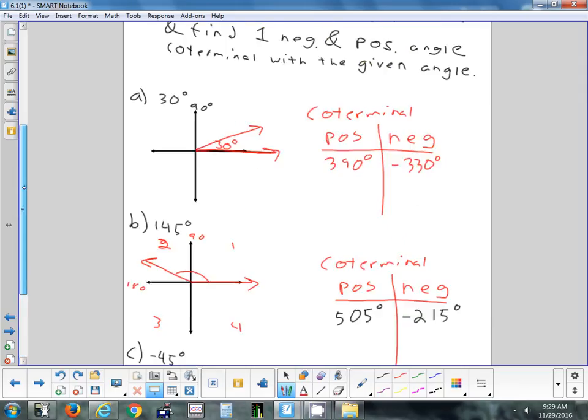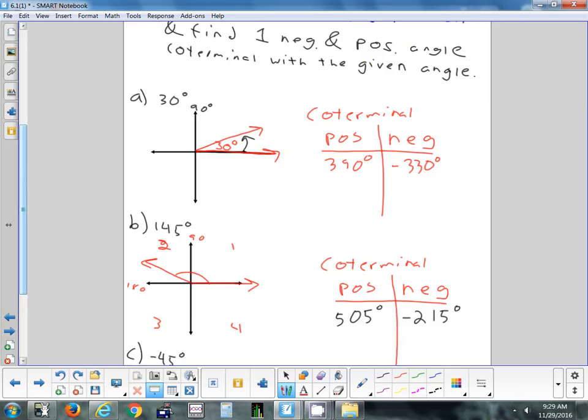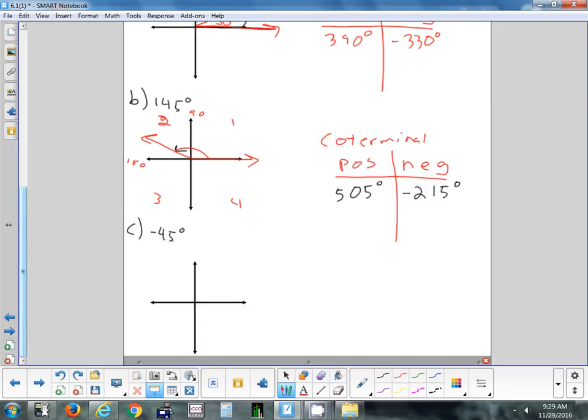How about negative 45? How would I sketch that one?